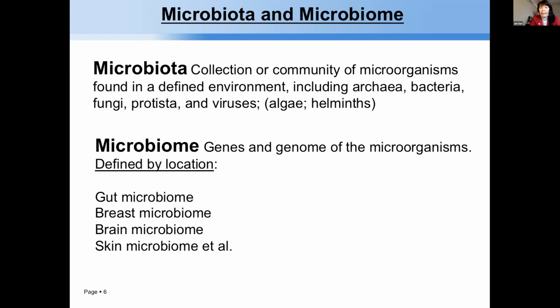When we talk about microbiome, we usually refer to the genes or genomes of microorganisms. Depending on the location, you will see terms such as gut microbiome, breast microbiome, brain microbiome, indicating that many human organs actually are not sterile. They are associated with microbes.